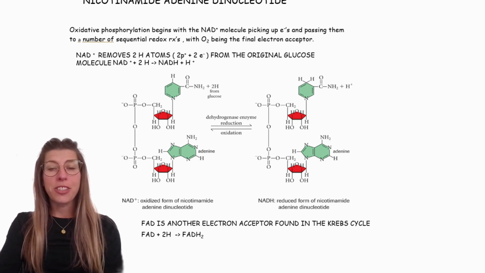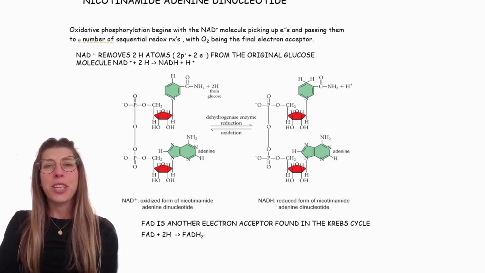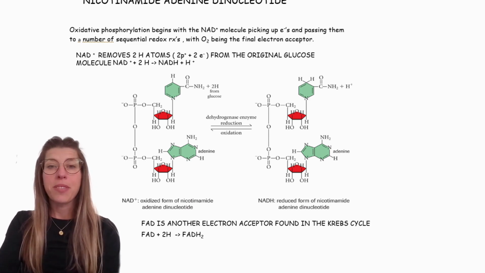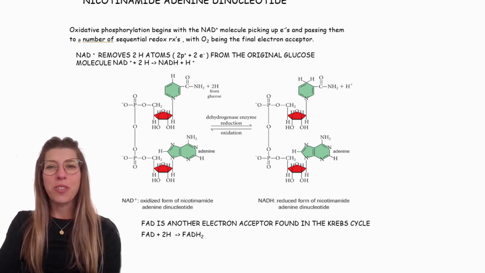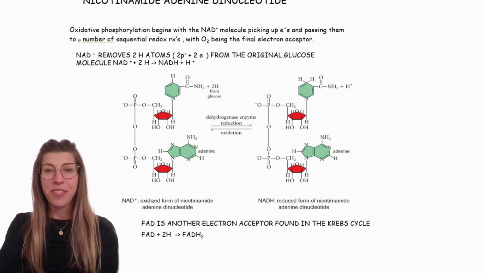So NAD removes 2 hydrogen atoms. Okay, so again, here's the hydrogen atoms. We're talking about 2 electrons in this case, 1 from each. From the original glucose molecule, NAD plus 2H, which creates NADH plus H. Okay, one of the hydrogens bonds to the NAD molecule. There's still a free hydrogen atom in the end, or a free electron, I guess you can say.